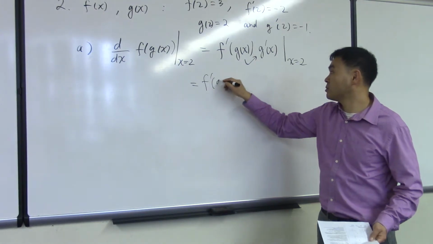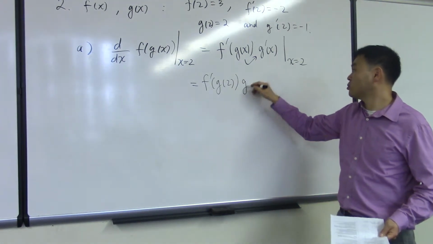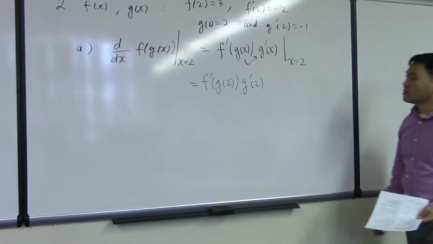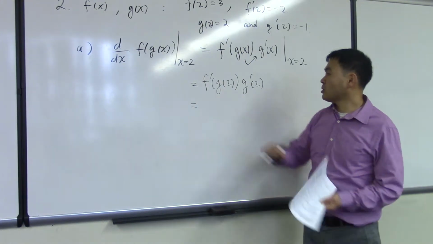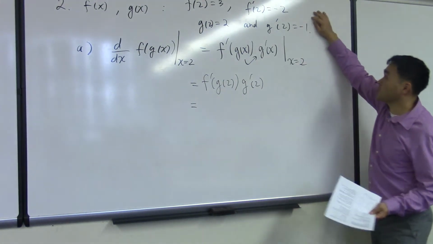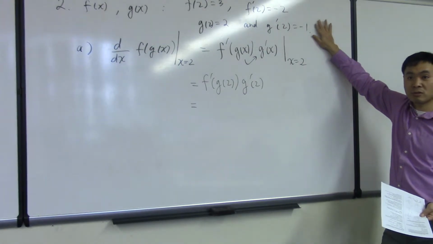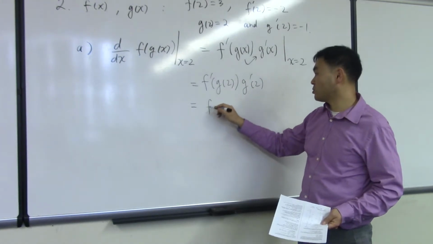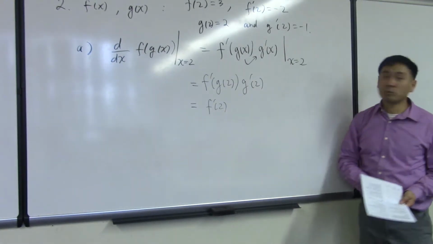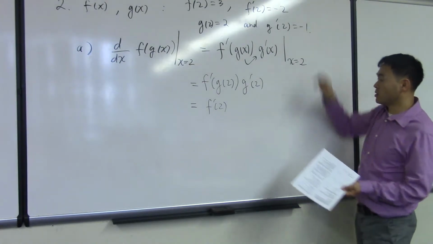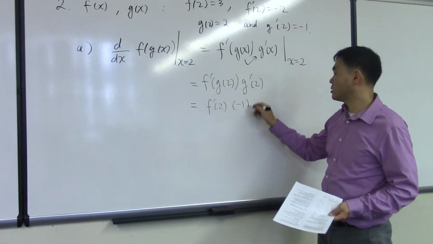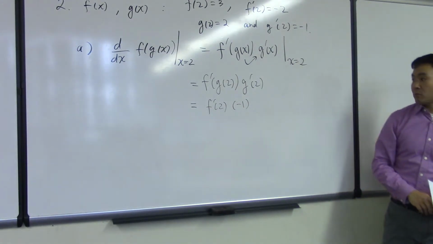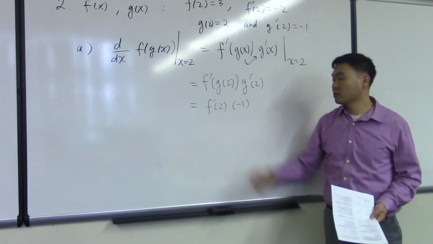F prime of g of 2, times g prime of 2. Then we go back and see if there's anything that we can use from here. What can we use? g of 2 is what? It's 2, so I can replace that by 2. What's g prime of 2? It's negative 1. So g prime of 2 became negative 1, and g of 2 became 2. That's what I'm getting.